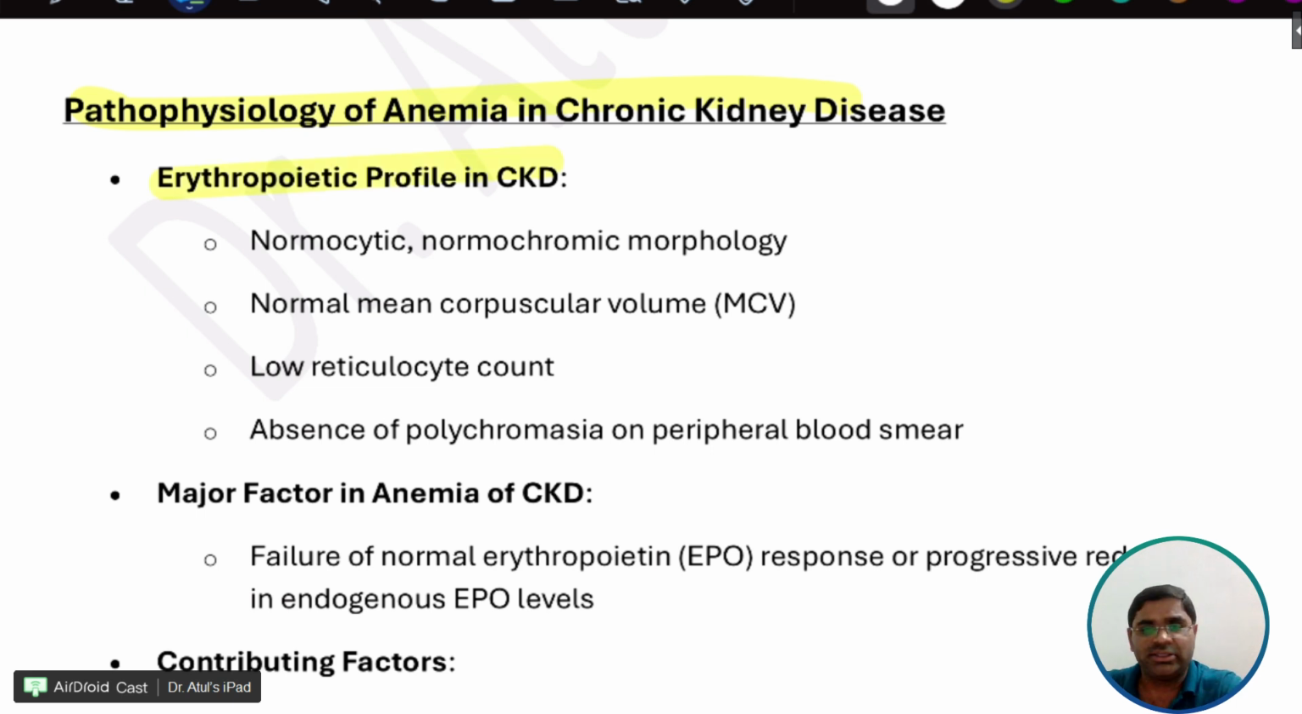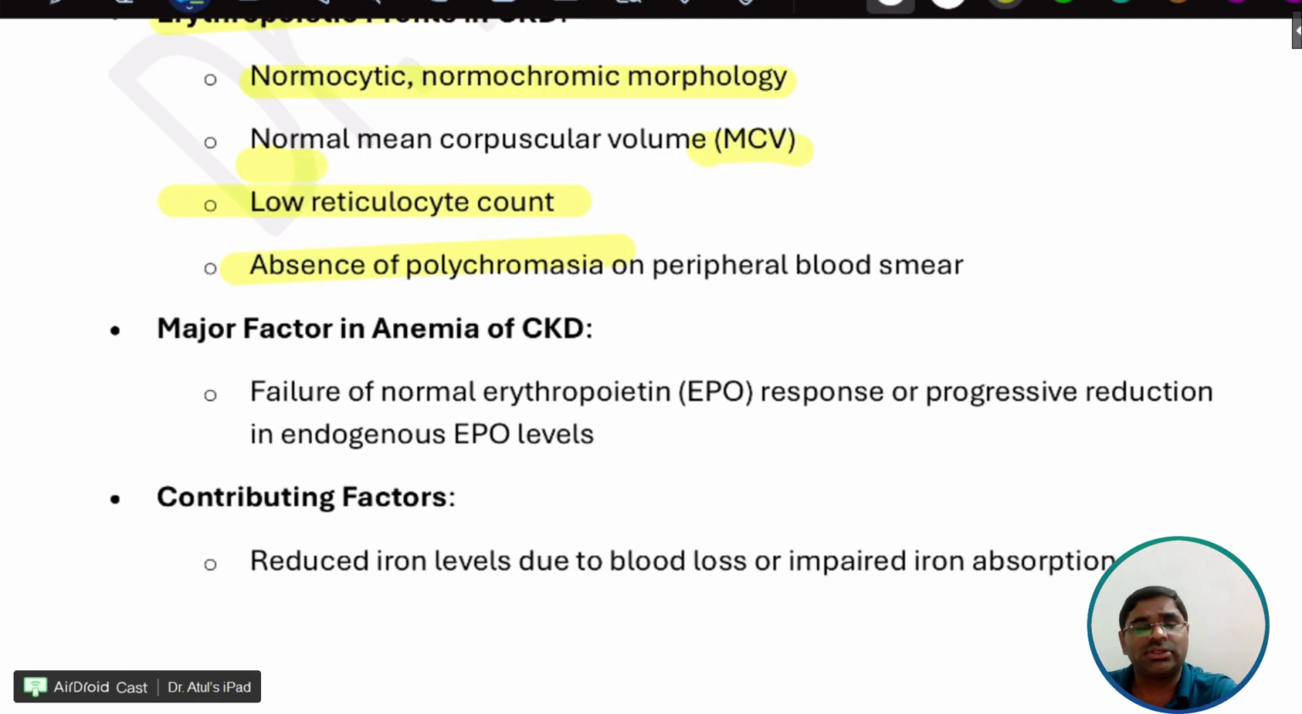First is the erythropoietic profile in case of CKD. The erythropoietic profile shows normocytic, normochromic morphology. There is normal MCV, but there is a low retic count. There is absence of polychromasia on peripheral blood smear. The major factor in anemia of CKD patients is failure of the normal erythropoietin response, or progressive reduction in endogenous EPO levels.